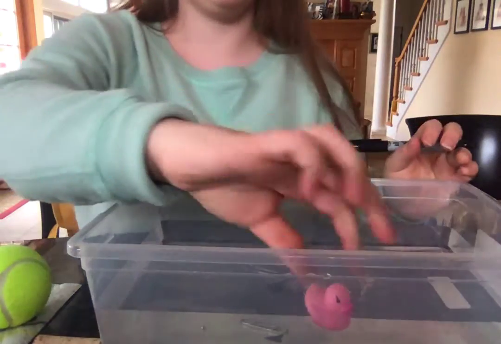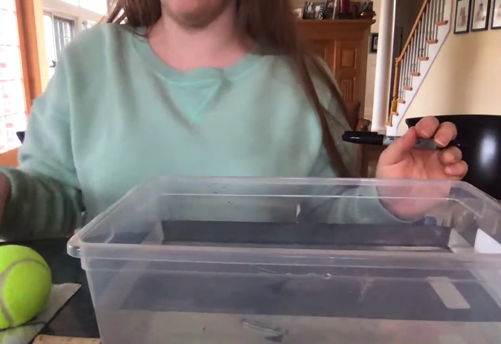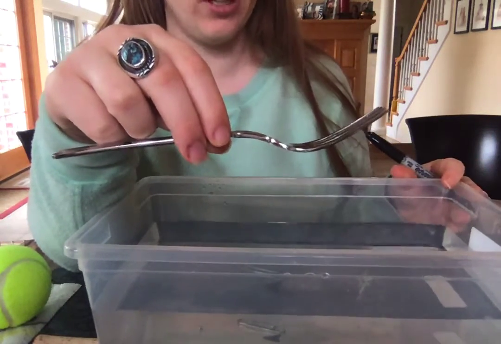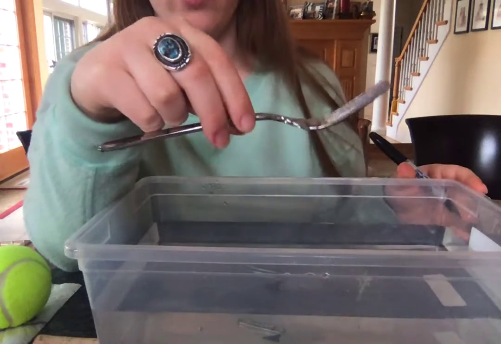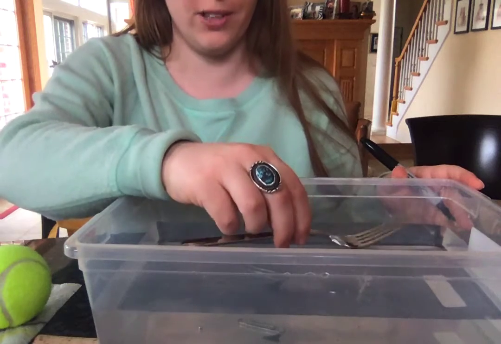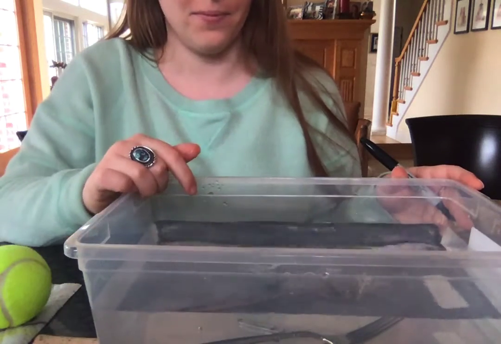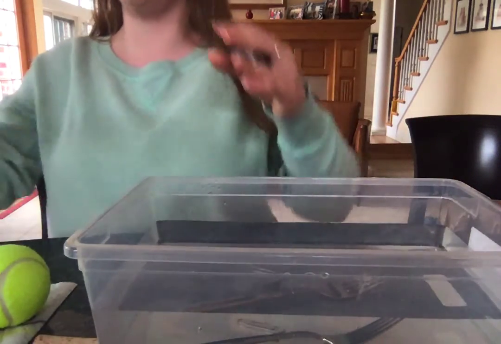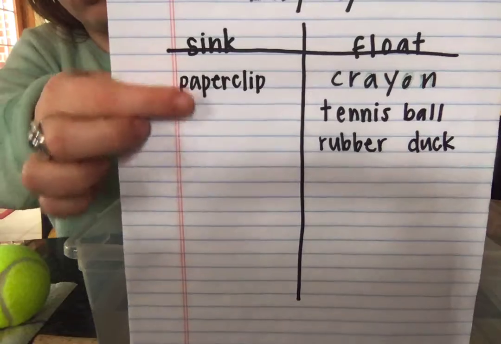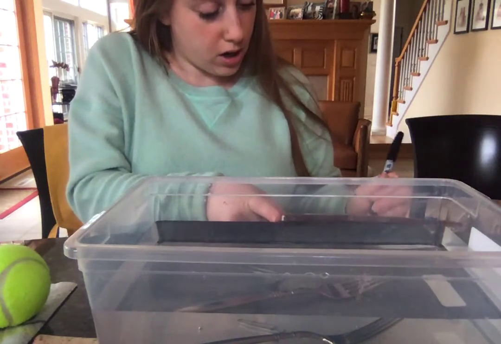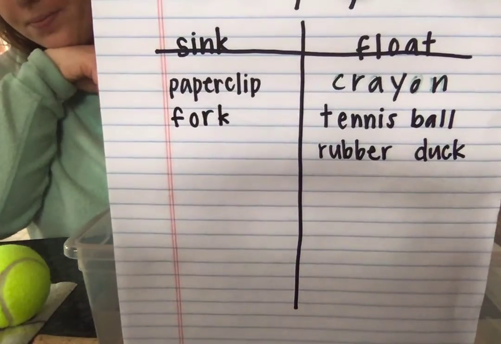All right, our next object, I'm going to take the rubber duck out. Our next object is this fork. I've just found this fork in my house. This is one we eat dinner with. And I'm going to check if it sinks or if it floats. Let's make our predictions. You have your prediction? Okay. The fork sunk. So underneath sink, I'm going to write fork. Fork is F-O-R-K. Go ahead and write fork.